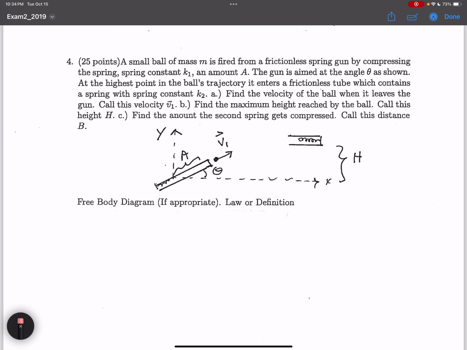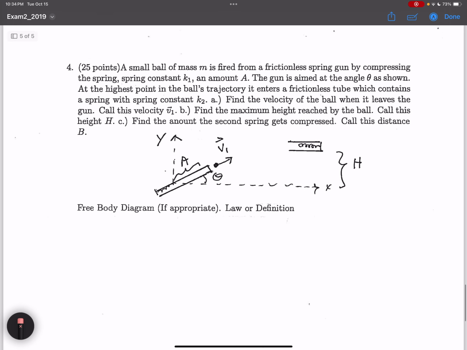And so, the dead giveaway here is the fact that we're using springs, and springs are a conservative force, so we can use the conservation of energy. And so the way we want to do this is we want to consider the different points that this ball will be in the system. This is going to be conservation of energy: K plus U, or energy initial equals energy final.